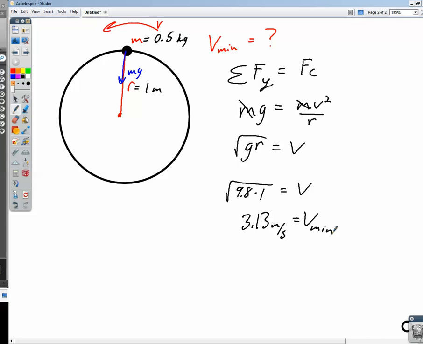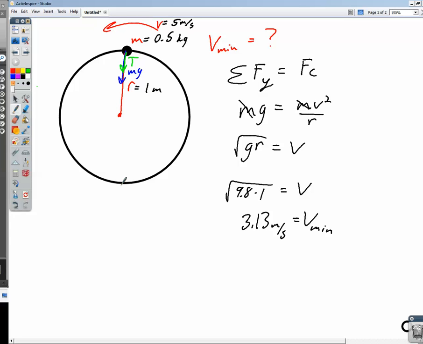All right, so not super fast. Okay, now let's say we're going to swing this sucker around with a little bit more than that minimum velocity. Let's say now that we're swinging around with a velocity of 5 meters per second. How that changes our situation here is that now we're going to have a tensional force going straight down. And we want to know what that tensional force is.